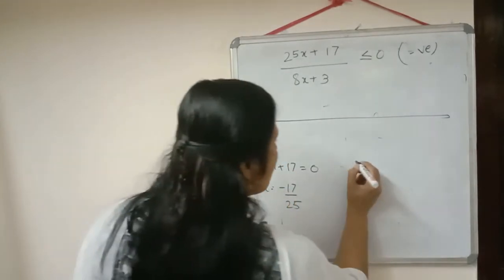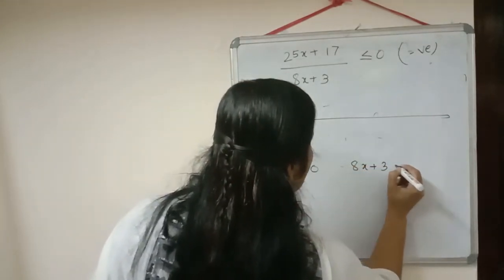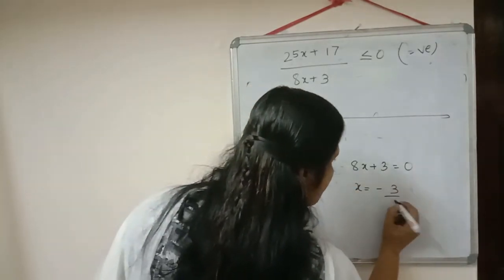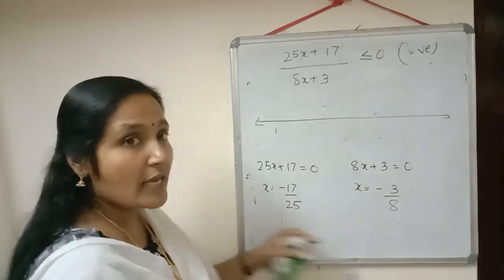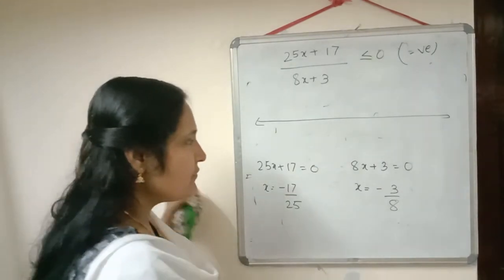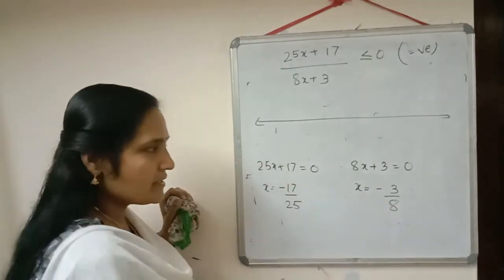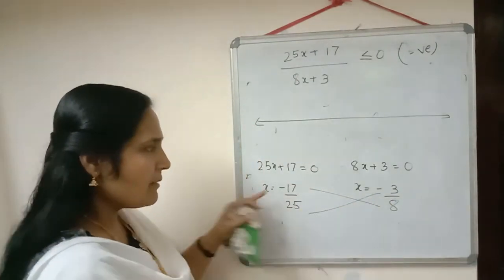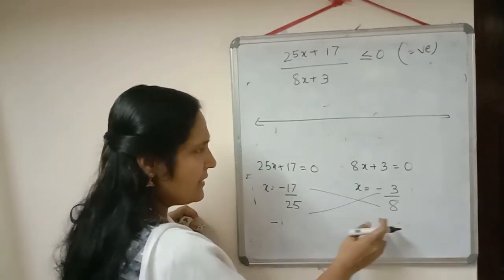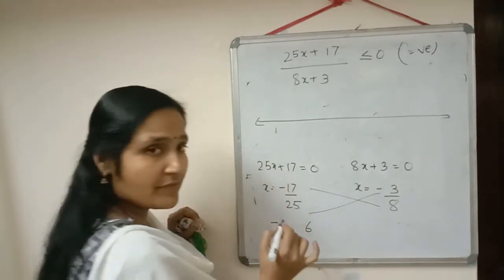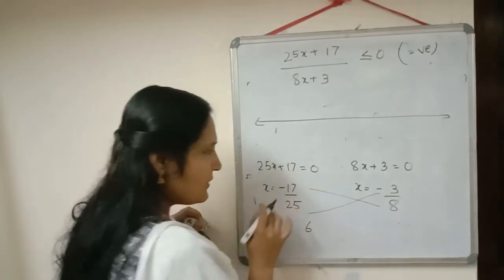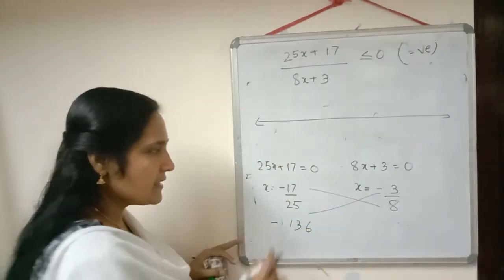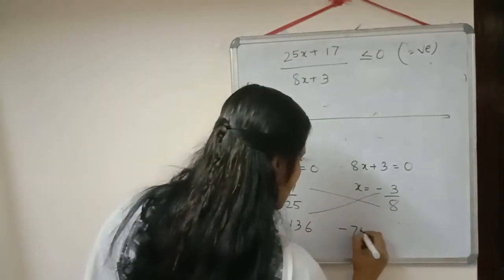And here when we shift, we put 8x plus 3 is equal to 0, then what will come? x is equal to minus 3 by 8. Now we have to check which one is greater. For that you just do the cross multiplication. Minus 17 into 8: 8 sevens are 56, carry over 5, 8 ones are 8 plus 5 is 13. We are getting here minus 136, and here we are getting minus 75.